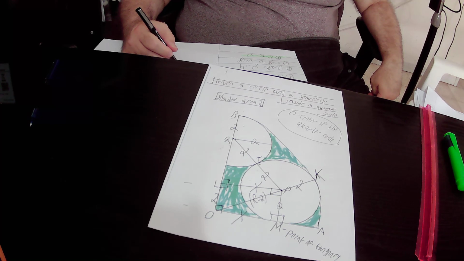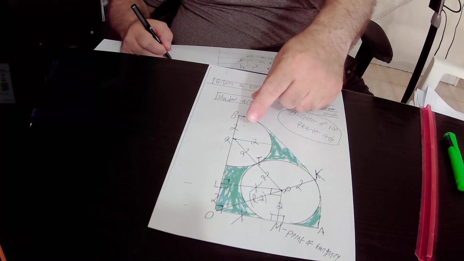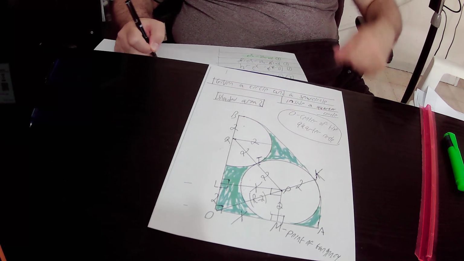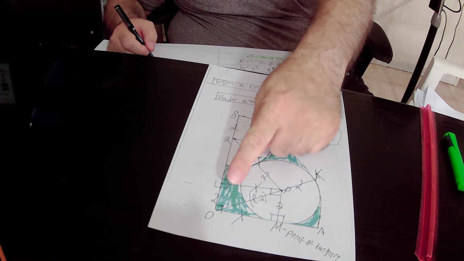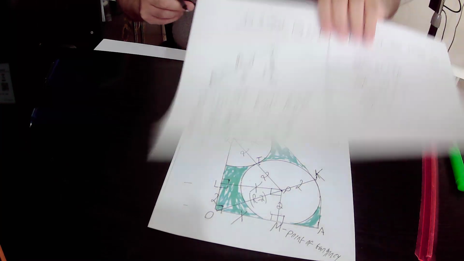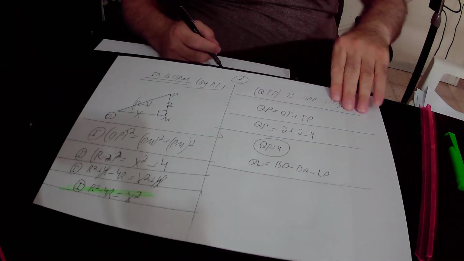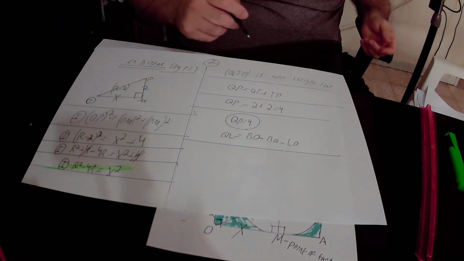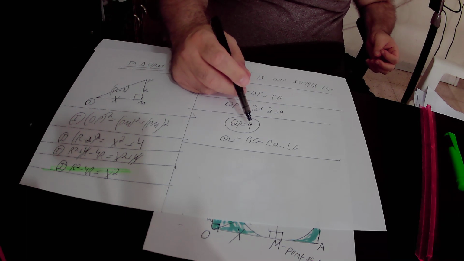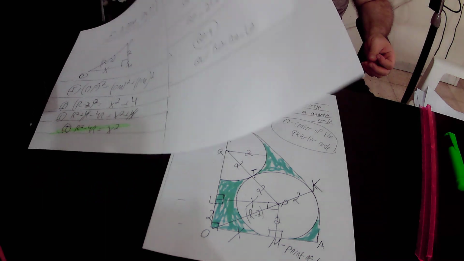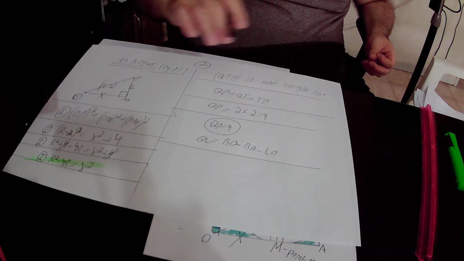QL equals BO, that is the radius of the quarter circle, minus BQ, that is the radius of the semicircle, minus LO, that is equal to 2 units. I'll repeat again. The straight line QL equals BO, that is the radius of the quarter circle, minus BQ, that is the radius of the semicircle, minus LO, that is equal to 2 units.